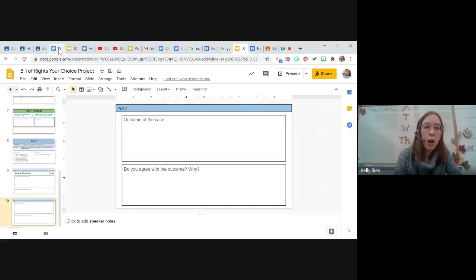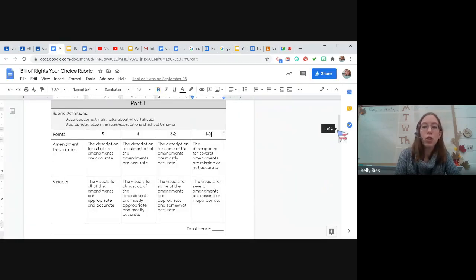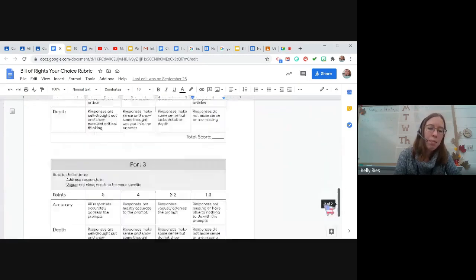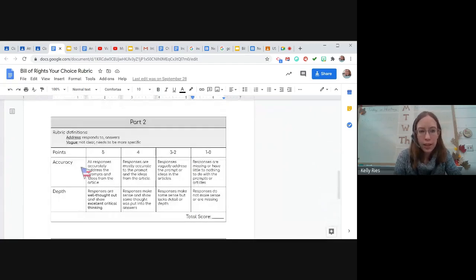Now, similar to part 1, I have a rubric for parts 2 and 3, and they both actually look the same because I'm grading them both on the same 2 qualities, accuracy and depth. So accuracy, just as above, is it responding to what it's supposed to? In order to get all points for parts 2 and 3, all responses need to accurately address the prompts and ideas from the article. So did you read the articles? Did you do your research from a very good source? And is all the information about that article or about that Supreme Court case correct?